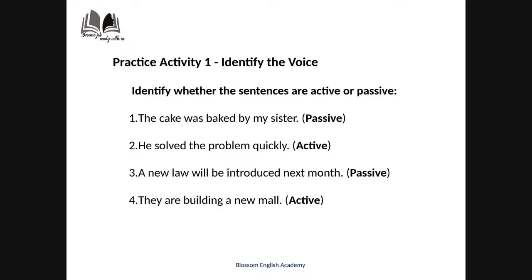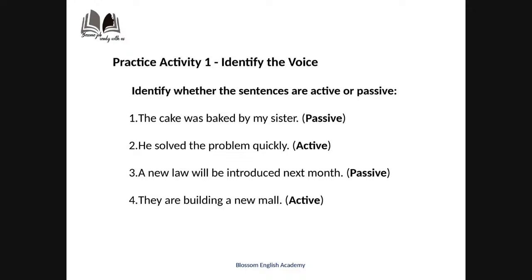Okay, the cake was baked, which means the cake, the subject, has received an action. And what action is that? Was baked. Okay, it was baked. And who did the action? By my sister. So obviously, here the subject is the receiver of the action, and whoever did it is mentioned using by, right? So it is a clear cut passive sentence.